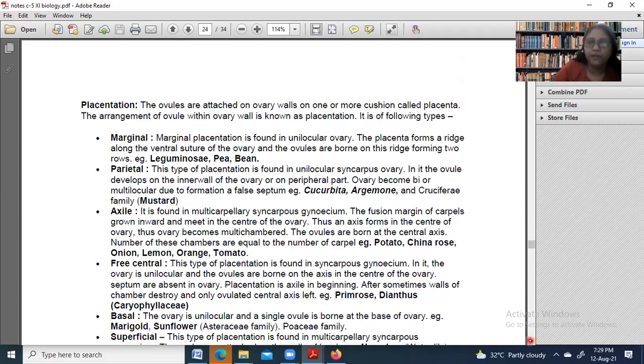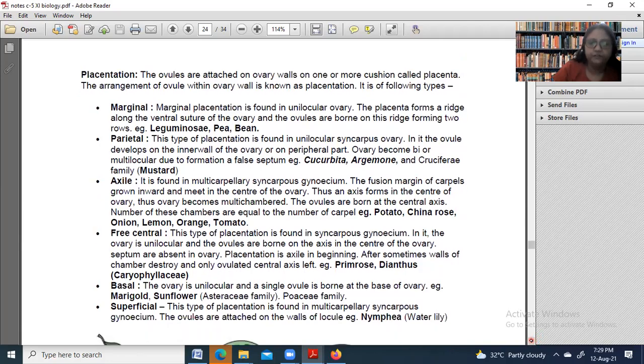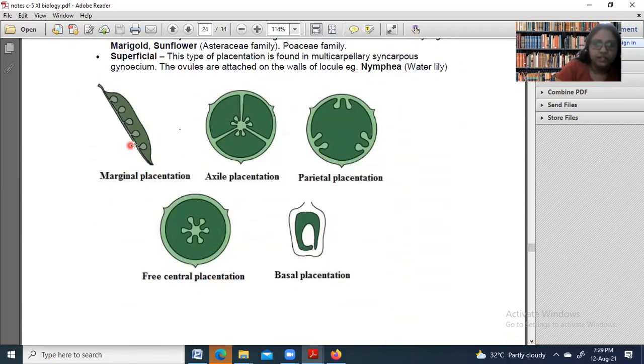We will talk about placentation. See, arrangement of ovule in the ovary is different in different plants. You can see these are the ovules. This type of placentation is called marginal, where a single line on the margin has ovules attached via placenta. Okay. Axial placentation is the one where at the center part the placenta is attached.